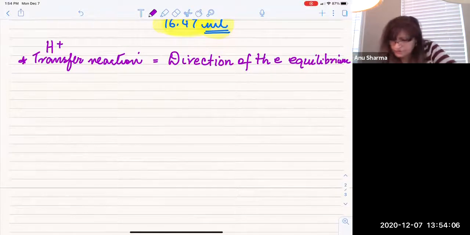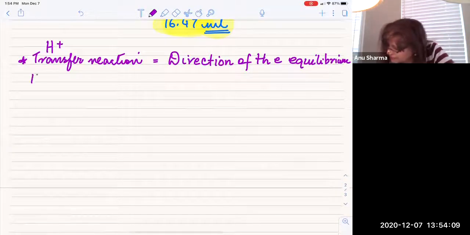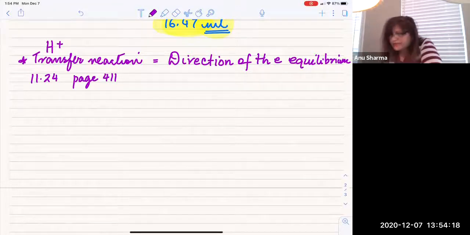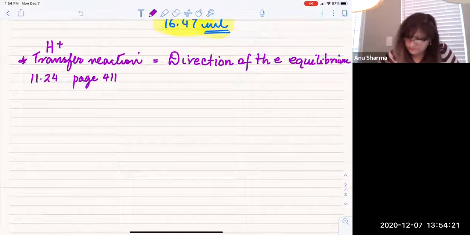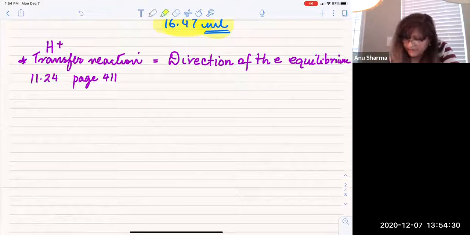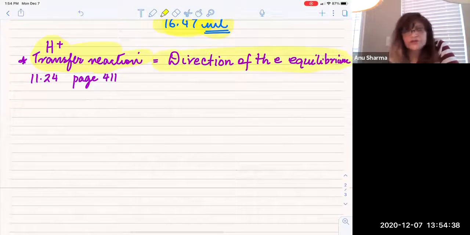Okay, now let's look at this question, 11.24, page number 411. The question is asking, predict whether each of the following reactions contains mostly the reactants or the products. Nowhere is there a reference to proton transfer reaction. The question is also not saying what is the direction of the equilibrium, but it is implied. So look at this question.